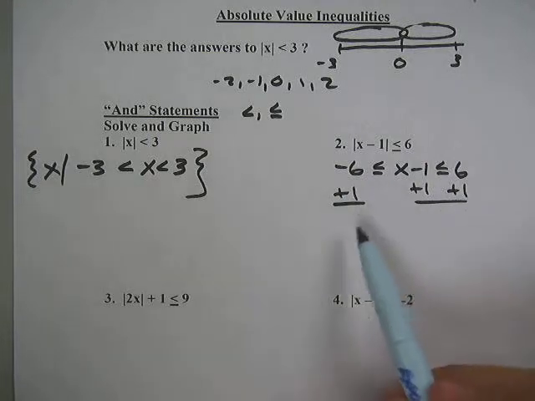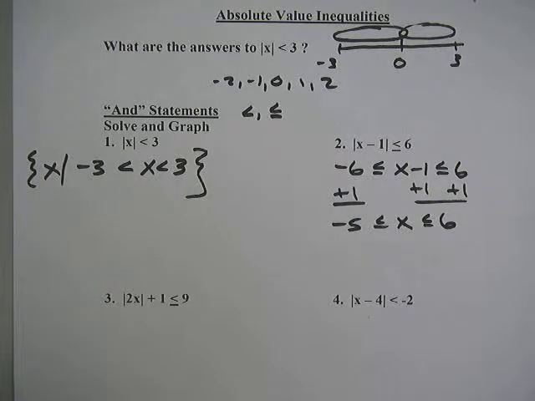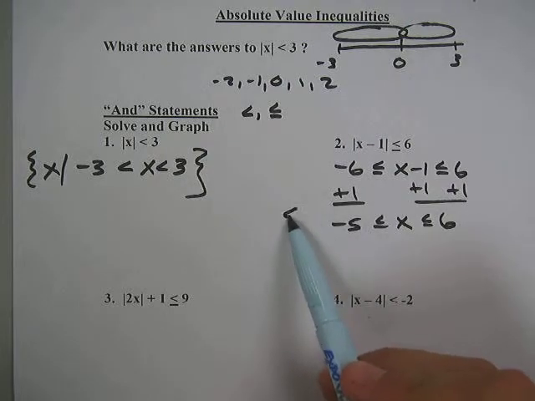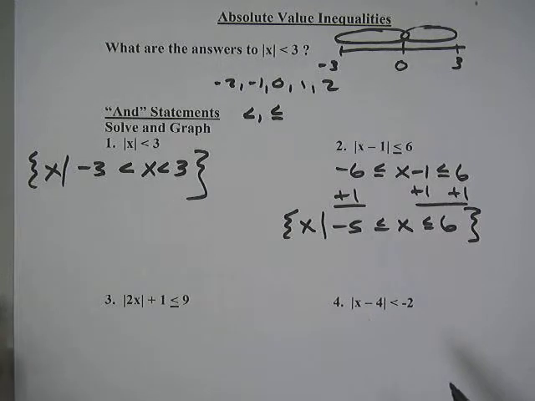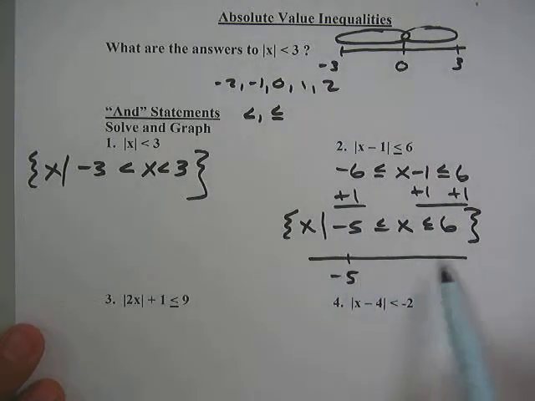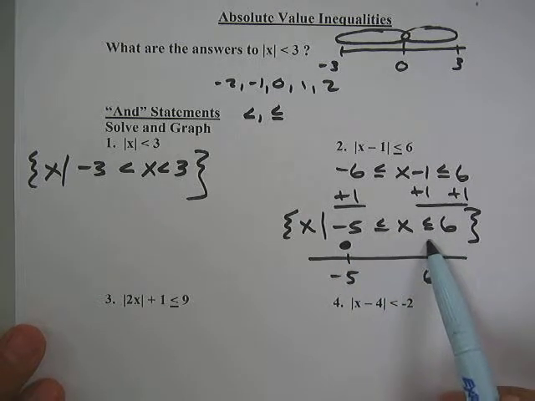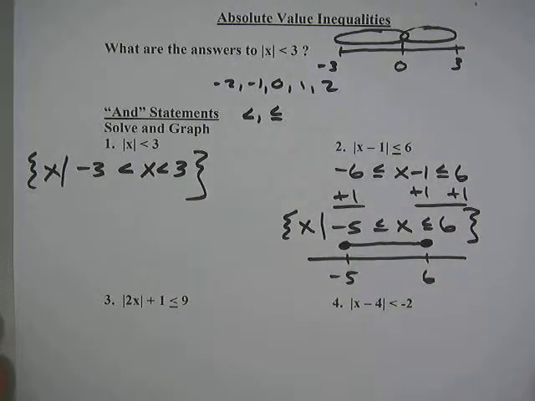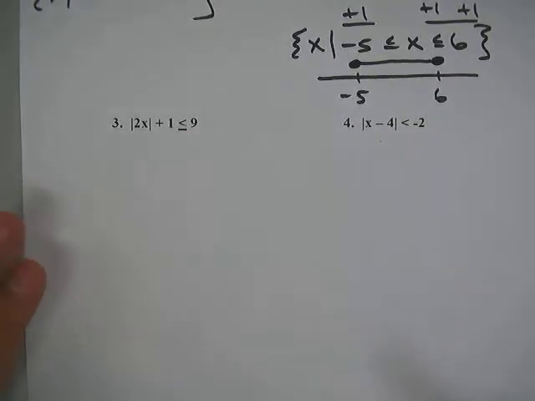So I would just add 1. So I'd get -5. And there you go. X is greater than or equal to -5 and less than or equal to 6. Solution sets, I'd put an x here. I did state up here that we should graph it, so let's do that. I forgot to do that on the first one. -5, 6. So greater than or equal to -5, less than or equal to 6, and there you go, just like that. Okay, so let's move on down.